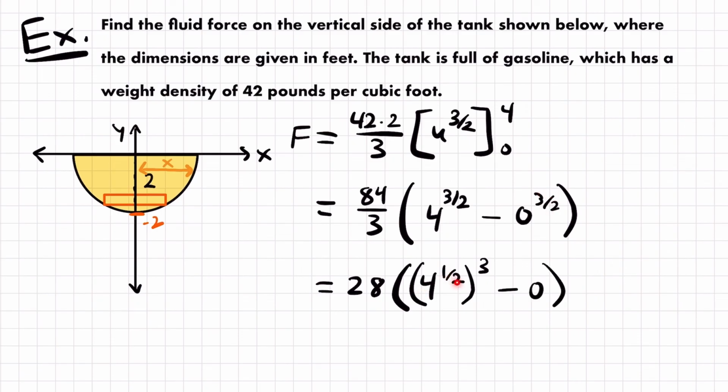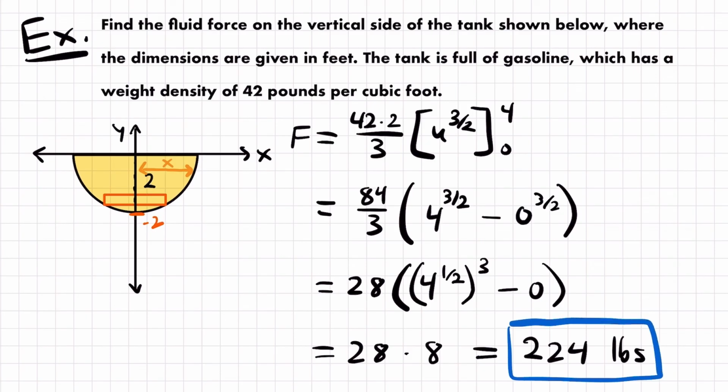And 4 to the 1/2 power is the square root of 4, which we know is 2. So this is equal to 28 times 2 cubed. And 2 cubed is 8, and so we have 28 times 8, which is equal to 224. And then our units will be in pounds because we are working with imperial units such as feet and pounds. All right, and so the fluid force on this vertical side of the tank is equal to 224 pounds.